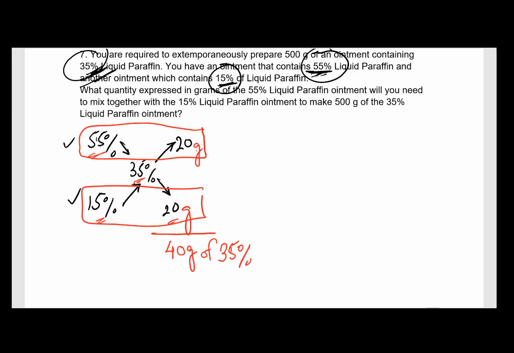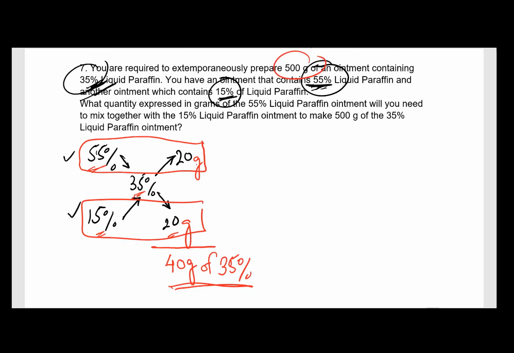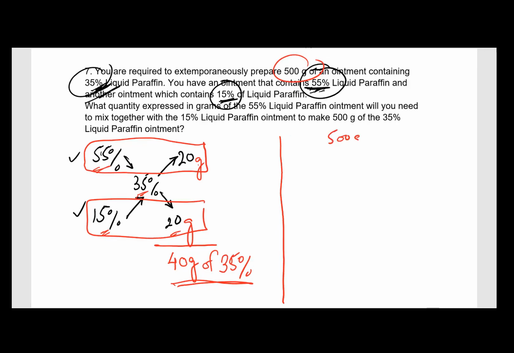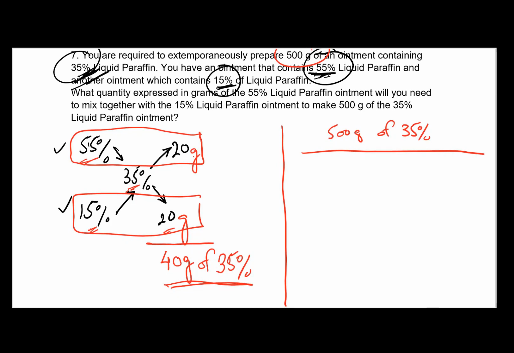Okay, let's take some time to get this absorbed. When I mix 20 grams of 55% and 20 grams of 15%, I get 40 grams of 35%. But I have to make 500 grams of 35%. So we can just use the same thing. If I have to make 500 grams of 35%, now this is where it gets a bit complicated. I need 20 grams of 55% ointment when I have to make 40 grams.